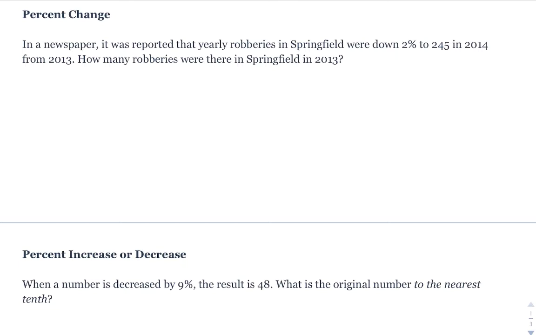Okay, percent change means what was the effect of the increase or decrease, and sometimes we want to look at what was the percent. So in this case, we know the percentage. We know that in our percent proportion, it's always out of 100, and it says we went down 2%, our robberies, and the result was 245. So this is after it went down. It started in 2013, which isn't a significant number. We don't need this number at all, but it's just for clarification.